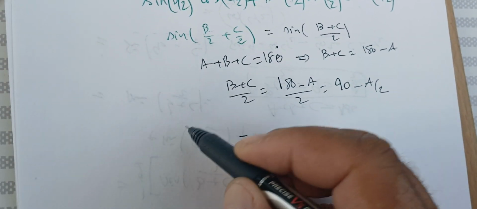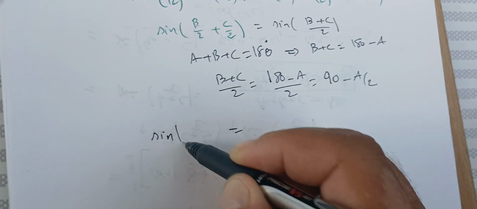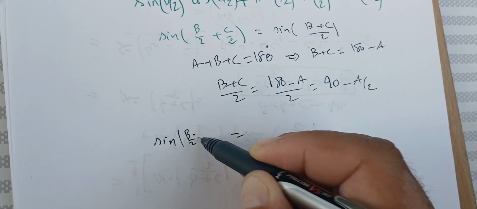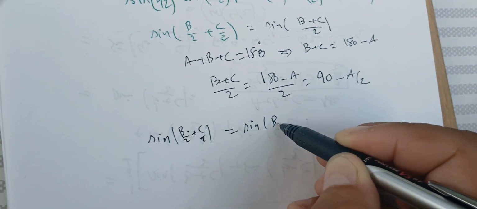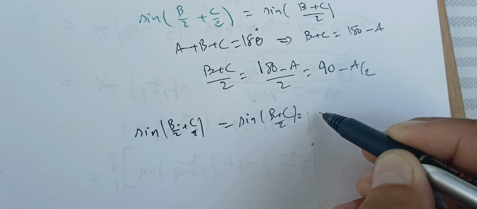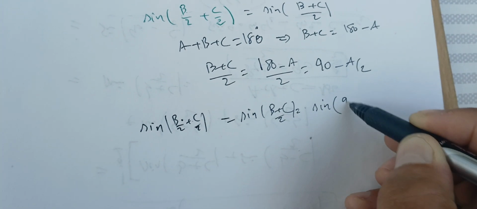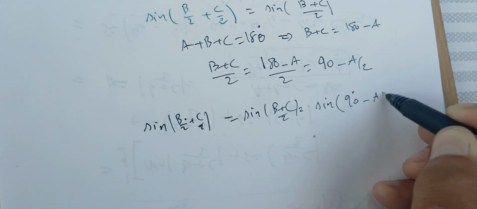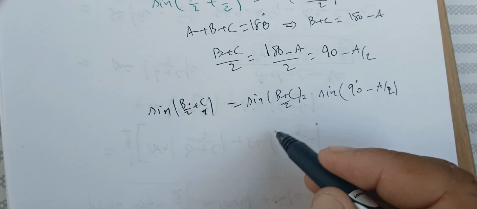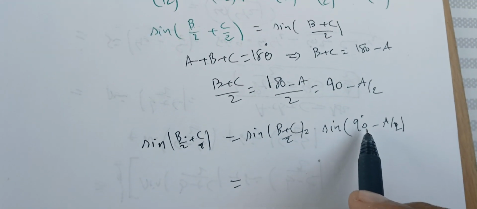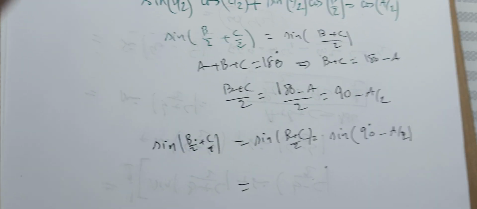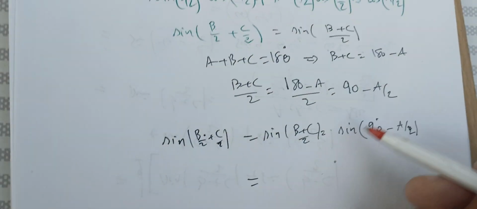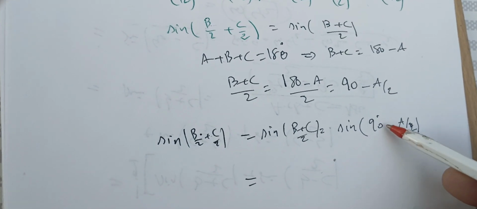So we have sine of b over 2 plus c over 2 is the sine of b plus c over 2, which is the sine of 90 degrees minus a over 2. Now how can we conclude from here to get back to here? We can use this rule here.